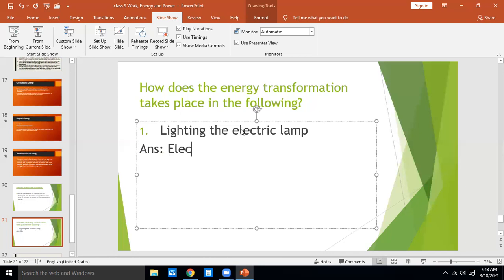Light energy, heat and light. Lighting means not only light energy, but electrical and light. Electrical energy into heat and light energy. Why am I telling heat also? Because heat and light come together.